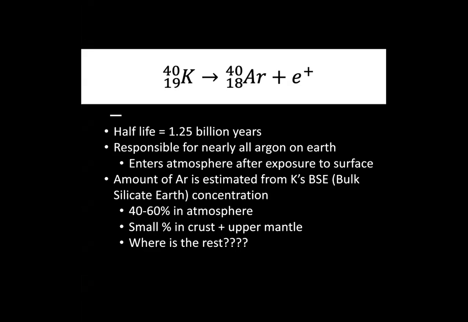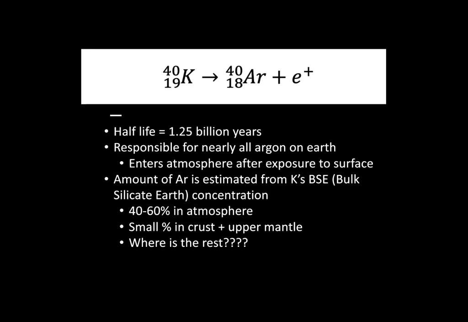Argon is the negative beta decay product of potassium 40. So when potassium 40 loses an electron, it becomes argon. And this process happens over 1.25 billion years. The half-life is the amount of time it takes for an initial amount of a radioactive isotope to lose half of its original amount. So all the argon on Earth is a product of this potassium 40.